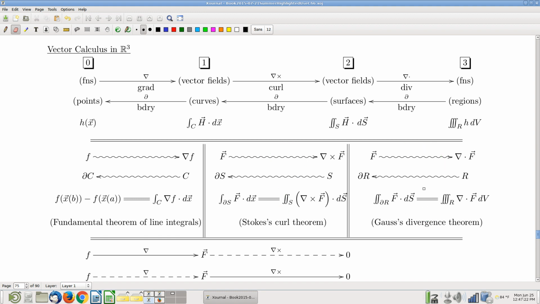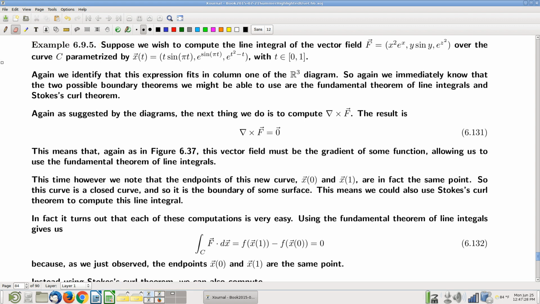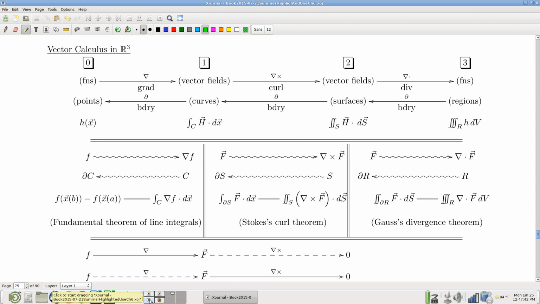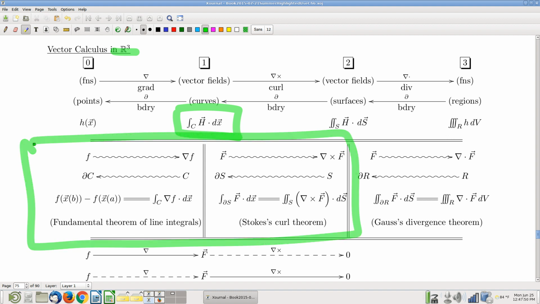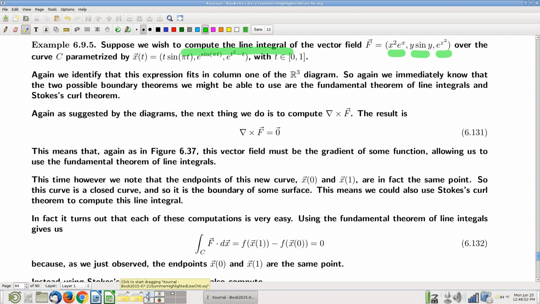Okay, all right. So let's do some more examples. We did a couple of examples last time. So here we have to compute a line integral. Our vector field, you'll notice, has 3 components. That means we are computing one of these, in the R3 diagram, line integral. Here are our 2 candidate theorems. Forget about divergence. Forget about Gauss's theorem. It's got nothing to do with this question. It's way over here.